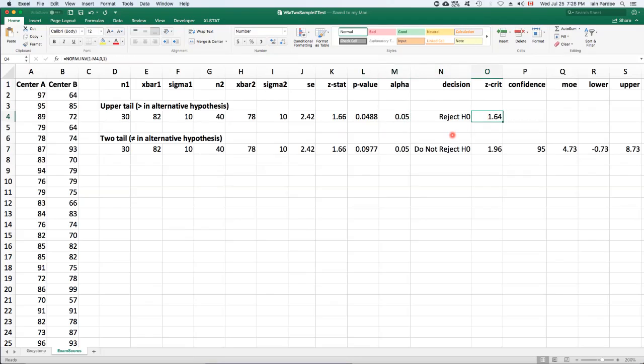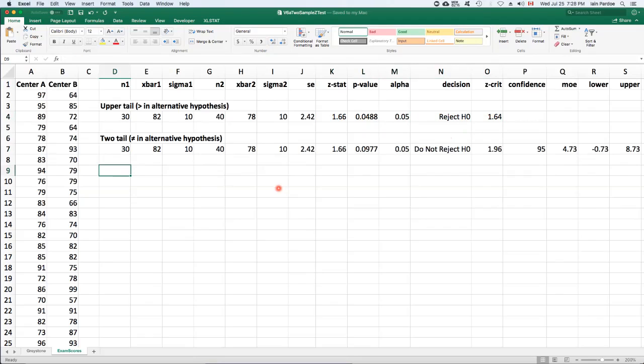And also, if we use the critical value method, you can see that the critical value is only 1.64, but the test statistic is 1.66. It's just barely into the rejection region, but that's enough to reject the null hypothesis.